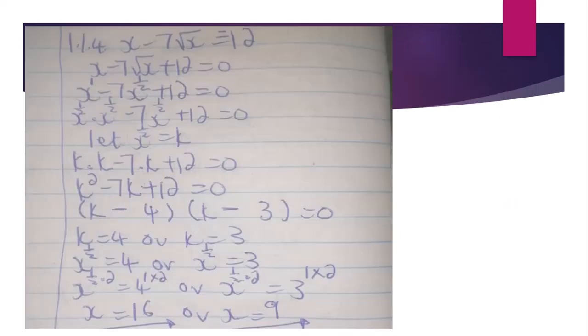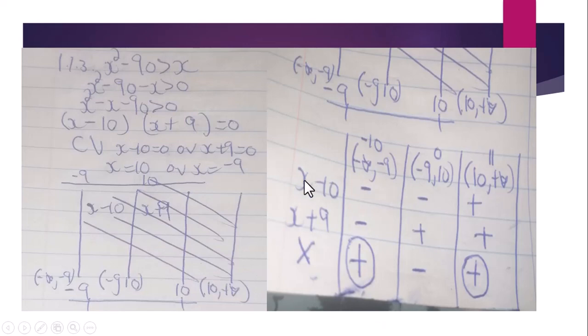And then once you have done that, you just come here on this, and then you substitute minus 10. You say minus 10 minus 10 is minus 20, that is negative. You just write the sign, and then you come here, you say minus 10 plus 9, it will give you a negative, and negative times negative is a positive. And then you come here with 0. 0 minus 10, it's minus, and 0 plus 9 is positive. Negative times positive, it's negative. And then you take 11. 11 minus 10, positive. 11 plus 9, positive. Positive by positive is a positive.